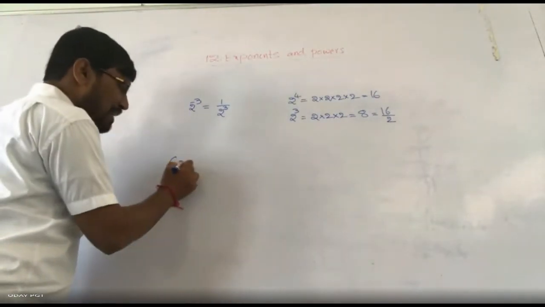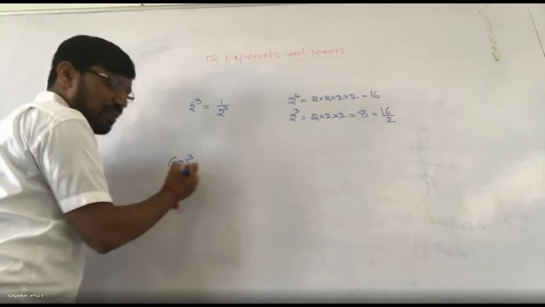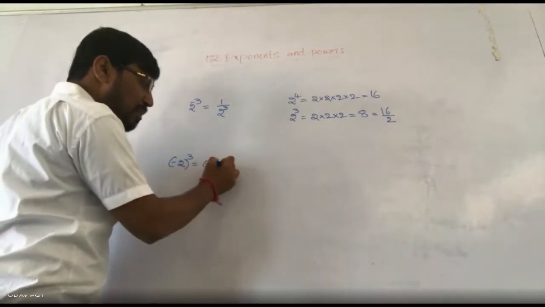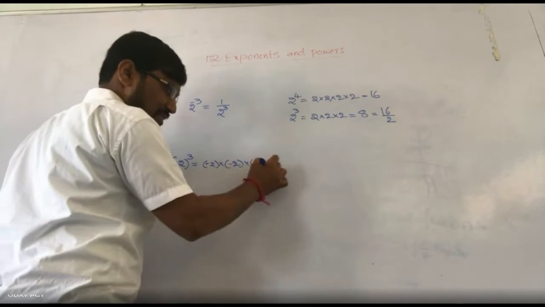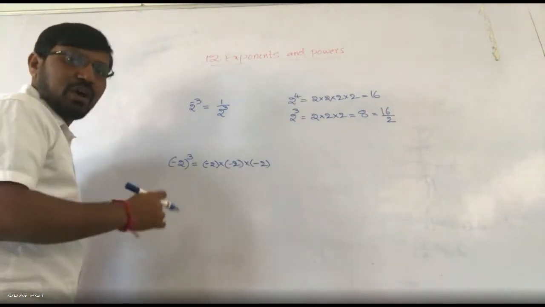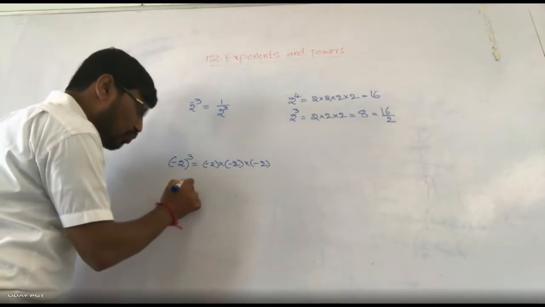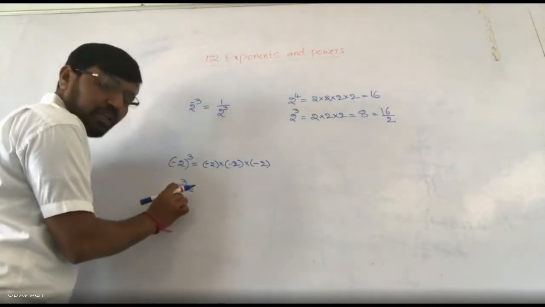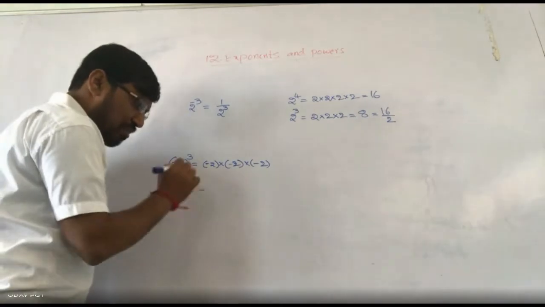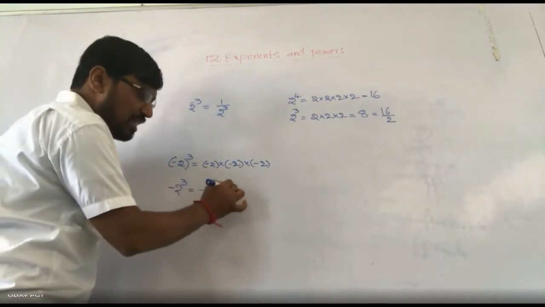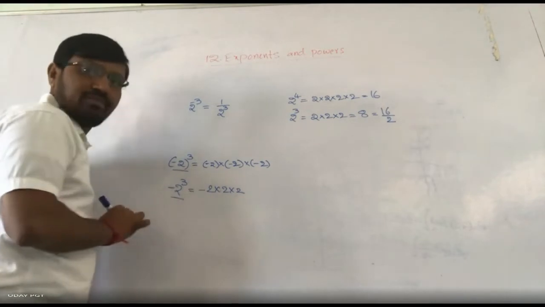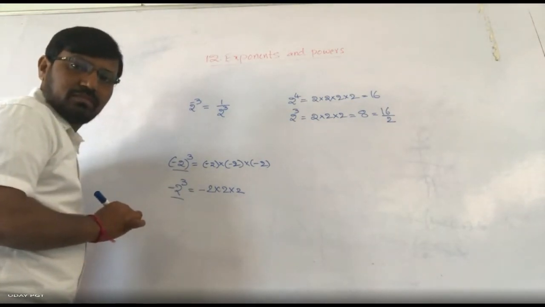One doubt, sir. If we take minus 2 power of 3? Yes, we will come to that point. If you take minus 2 whole power 3, it is nothing but minus 2 multiplied 3 times. If it is given as minus 2 power 3, this power is only for the 2, not to the minus. Then minus 2 is written 3 times. So there is a difference between these two. Did you get it?